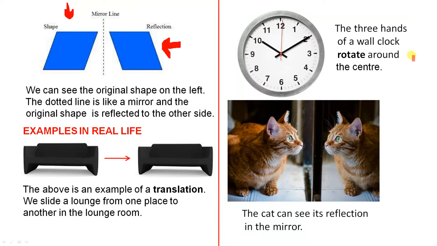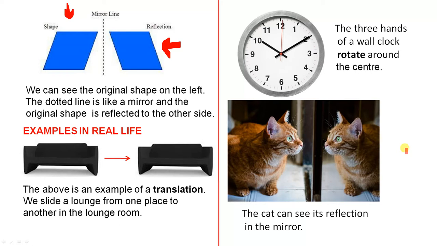The three hands of a wall clock rotate around the center. You can see the center here. So take any one of those hands, and it does rotate in time. The second hand rotates. The minute hand rotates. So that's a good example of rotation.